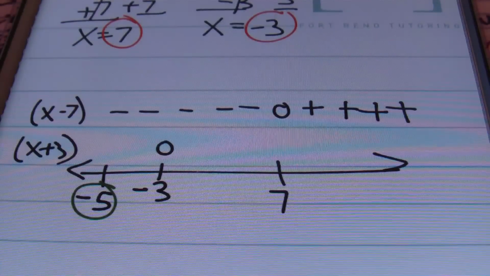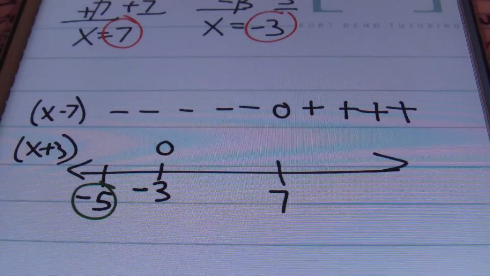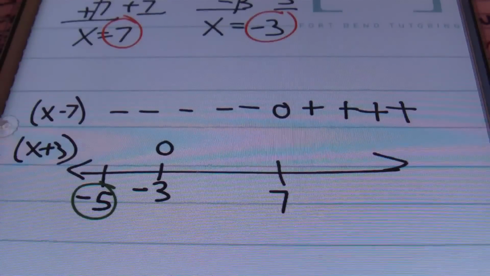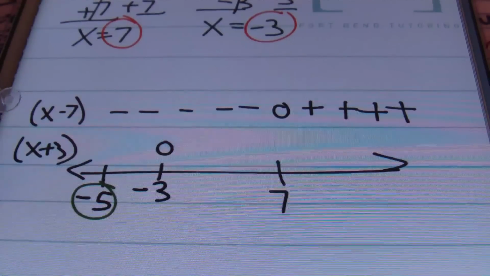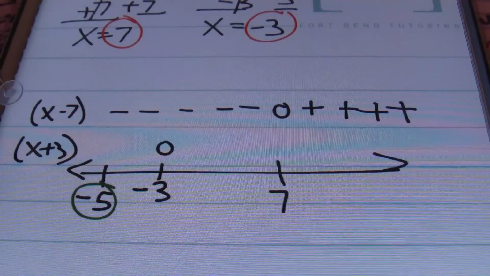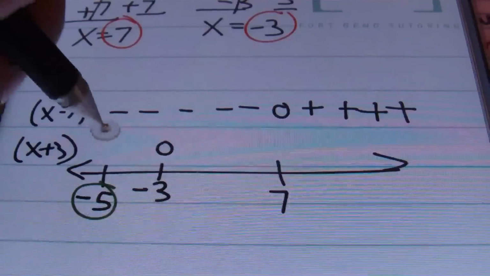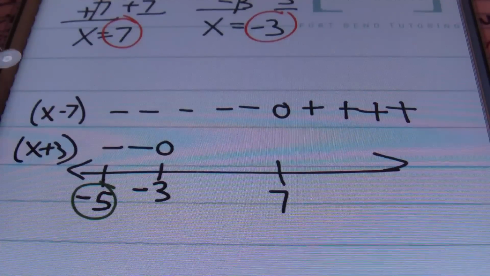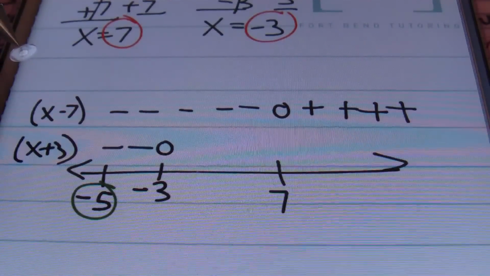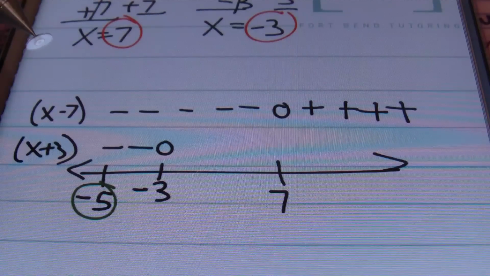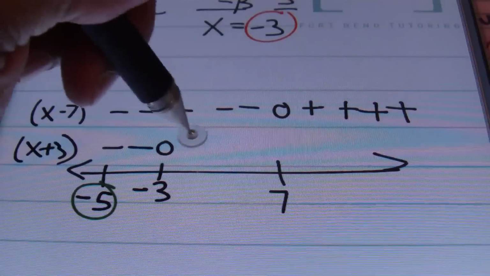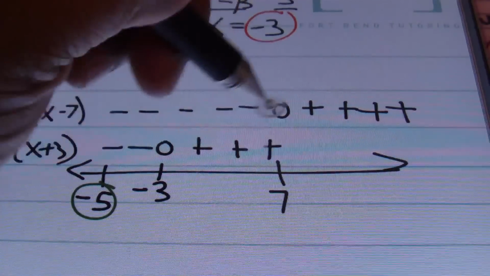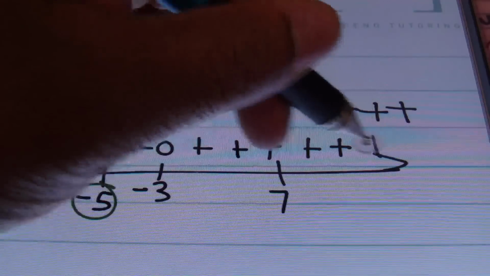Next, we'll do the same thing to the second factor. I'm plugging negative 5 into x plus 3, and I end up with a value of negative 2. More importantly, the end result is negative. So I'm going to keep in mind that values less than negative 3, when plugged into the second factor, will give me a negative result. Very important. After that, there'll be positive values. Okay? So this is what I have thus far.